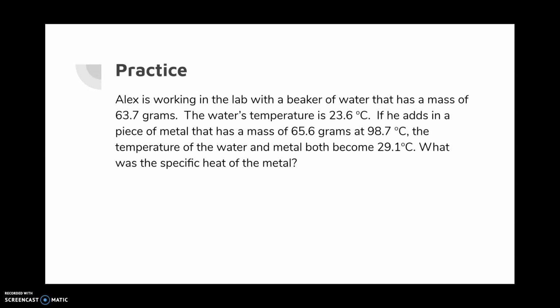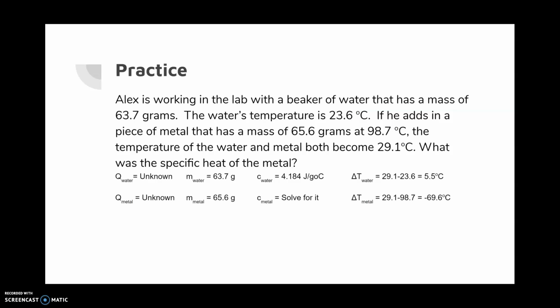The first one reads, Alex is working in the lab with a beaker of water that has a mass of 63.7 grams. The water's temperature is 23.6 degrees Celsius. If he adds in a piece of metal that has a mass of 65.6 grams at 98.7 degrees Celsius, the temperature of the water and the metal both become 29.1 degrees Celsius. What is the specific heat of the metal?